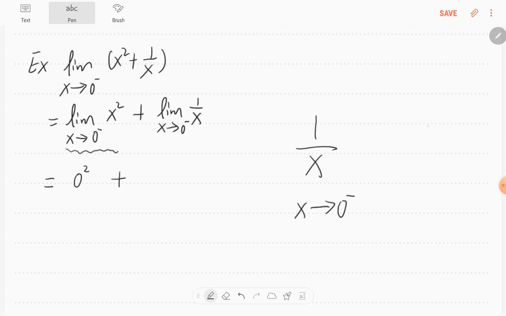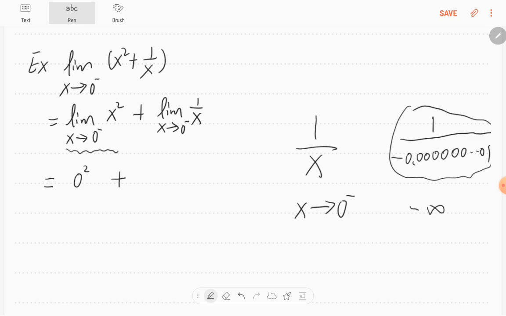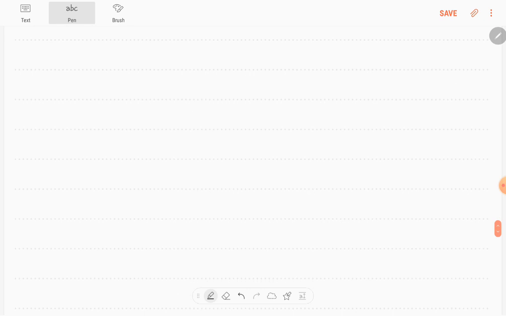So for example, it looks like 1 over negative 0.000000 and so on 01. Right? So this one would be very close to negative infinity. So 0 plus negative infinity would be negative infinity. This is the first example. Let's look at the second example.